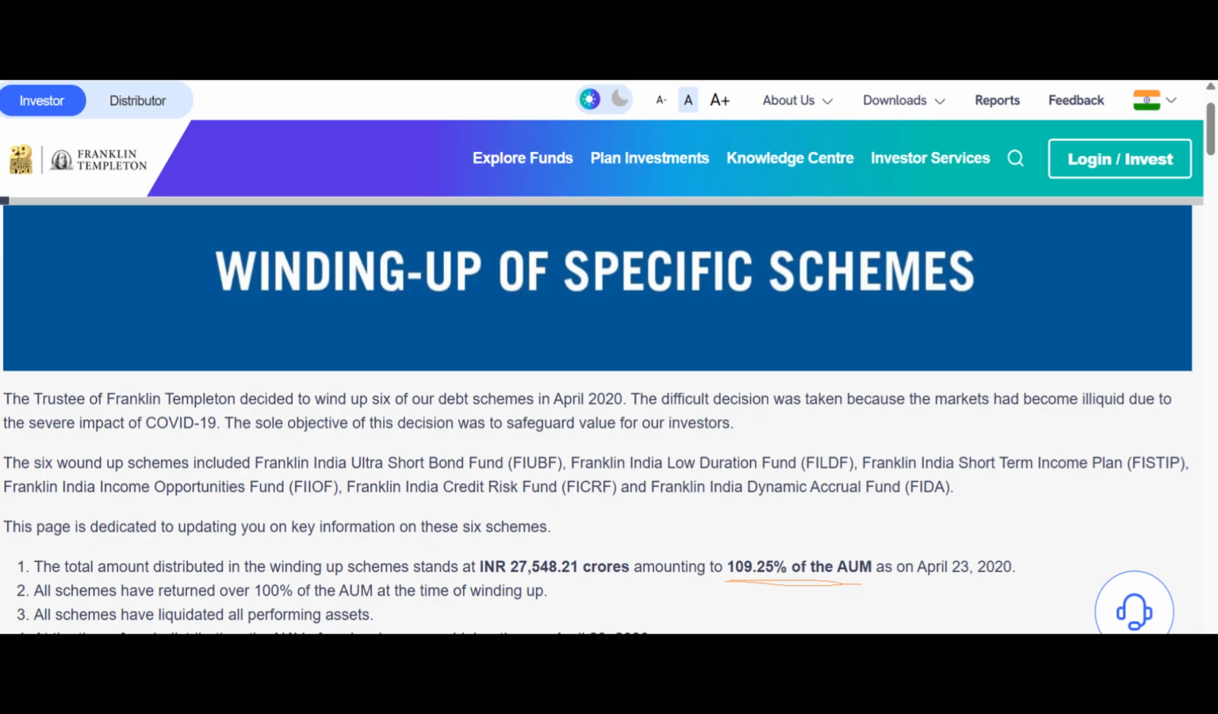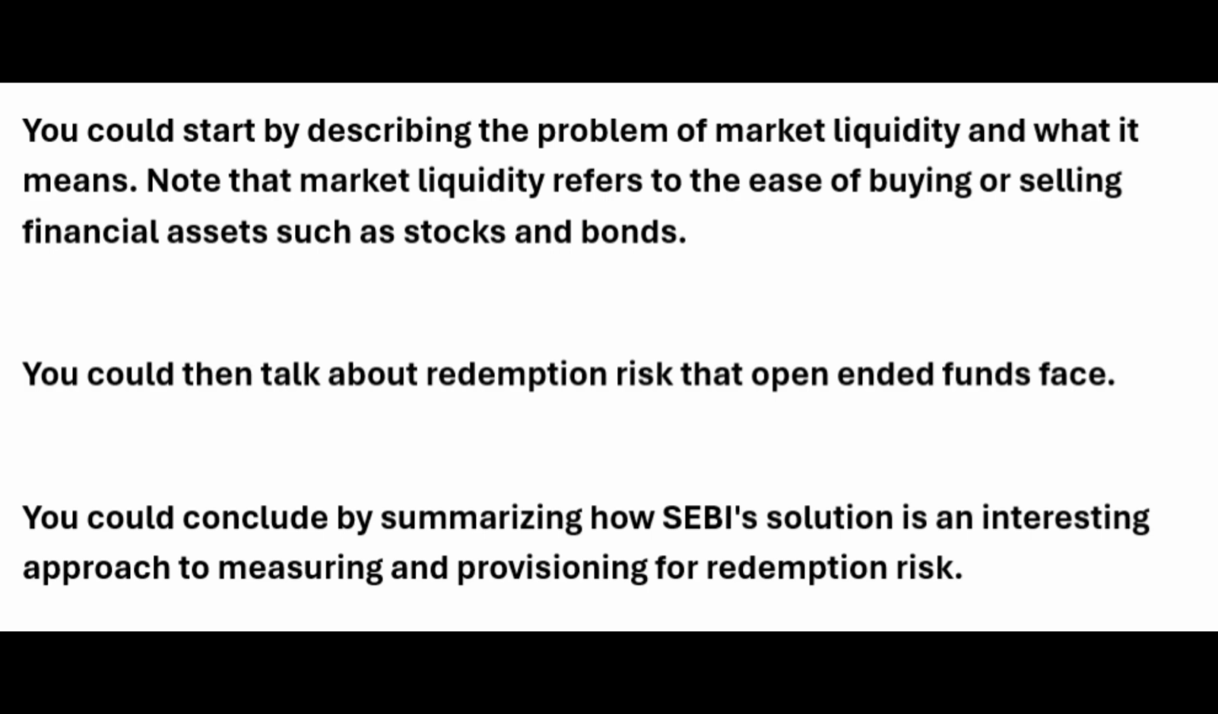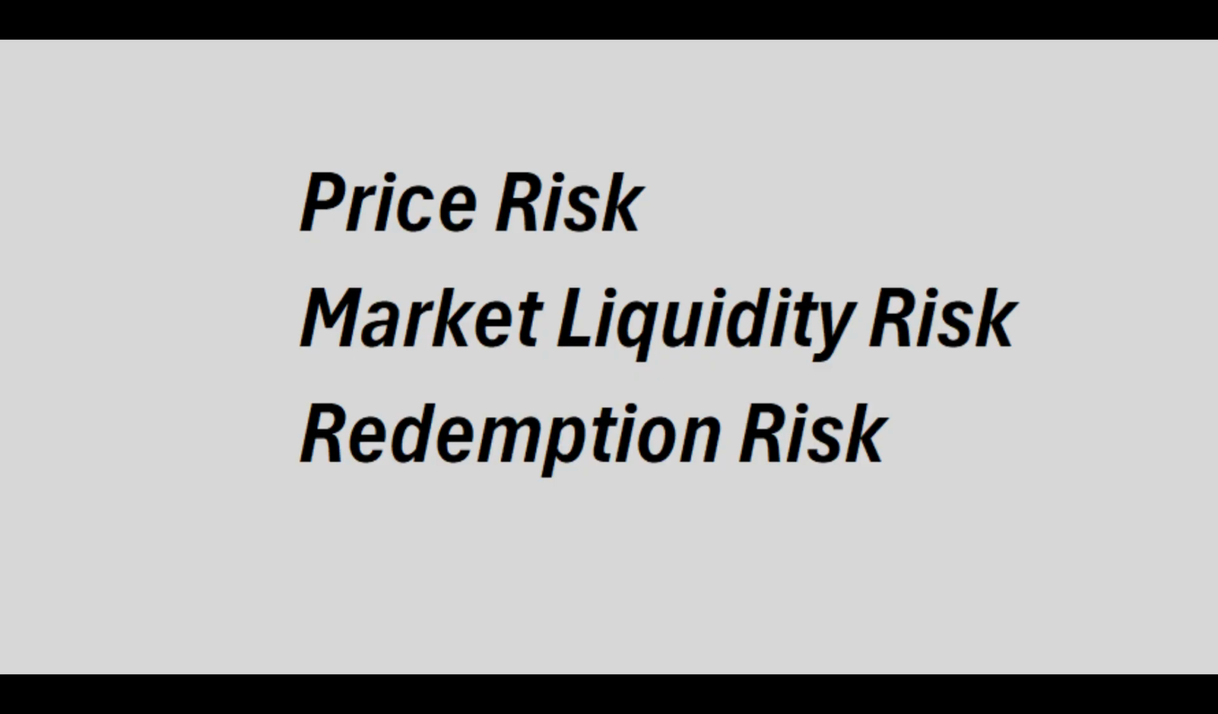If you would like to write an article on this topic, here is a suggested flow. You could start by describing the problem of market liquidity and what it means. Note that market liquidity refers to the ease of buying or selling financial assets, such as stocks and bonds. You could then talk about redemption risk that open-ended funds face. You could conclude by summarizing how SEBI's solution is an interesting approach to measuring and provisioning for redemption risk.